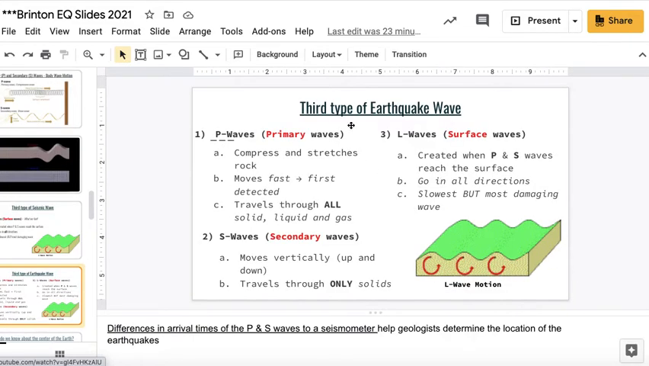So these are your three types of earthquake waves. Your primary waves compress and stretch the rock. They move fast and are first to be detected. They travel through all: solid, liquid, gas, plasma. Your S waves, your secondary waves, move vertically up and down, and they travel only through solids. S, secondary, solids. Your L waves, or surface waves, are created by your primary and secondary waves. They reach the surface and they go in all directions. They are the slowest, but the most damaging.